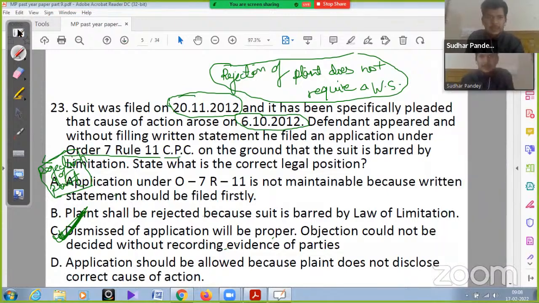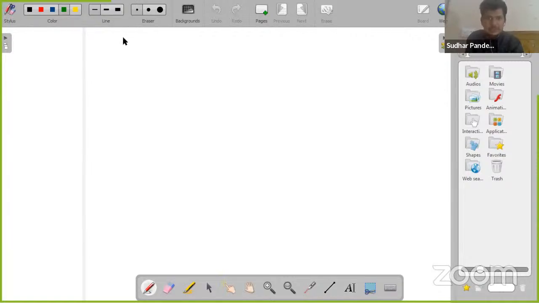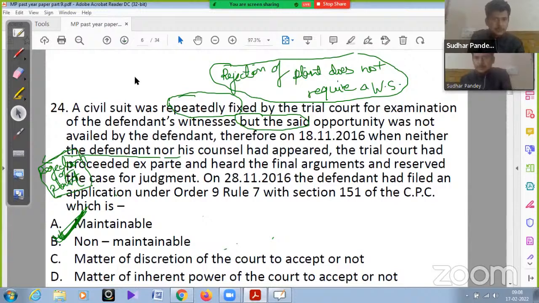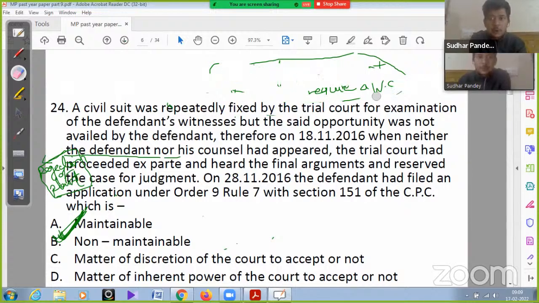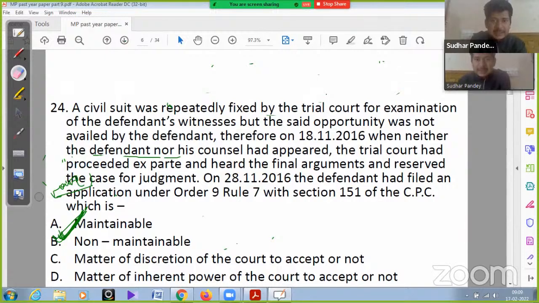Now let's move further, towards the next question, question number 24. What does 24 say? A suit was repeatedly fixed by the trial court for examination of the defendant's witnesses, but the said opportunity was not availed by the defendant. Therefore, on 18/11/2016, where neither the defendant nor his counsel appeared, the trial court proceeded ex parte, heard the final arguments and reserved the case for judgment on 28/11/2016. The defendant has filed an application under Order 9 Rule 7 read with Section 151 of CPC, which is, what will be the correct answer?